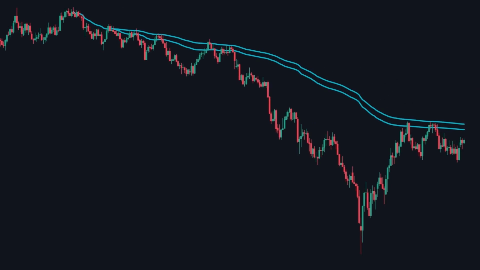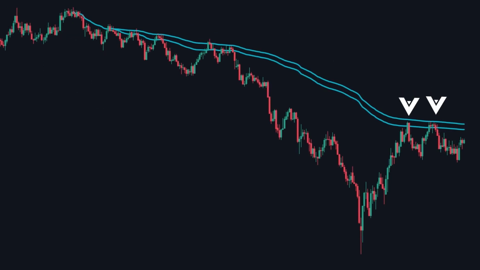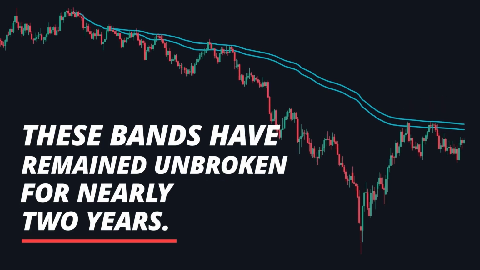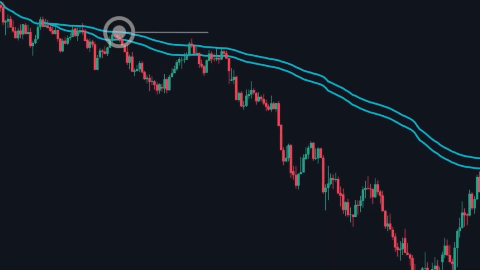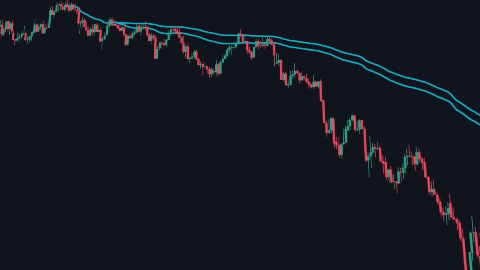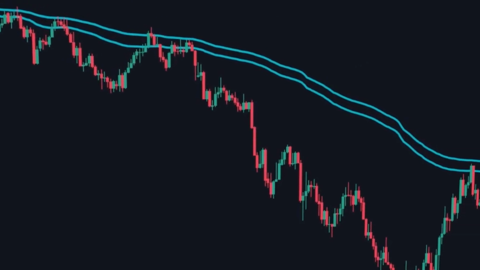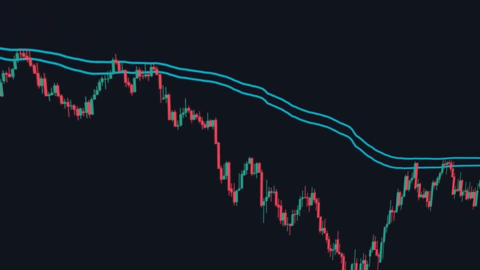If we zoom out, we can observe an astounding sight. These bands, which were formed in May and July 2021, continued to present trading chances in December 2022 and January 2023. Interestingly, these bands have remained unbroken for nearly 2 years. You can see this for yourself on a 2-day GBP/USD chart, with each candle representing 2 days of price action. I hope you understand this strategy, but we haven't finished yet. There are 2 more tactics to consider, so let's move on to the next one.